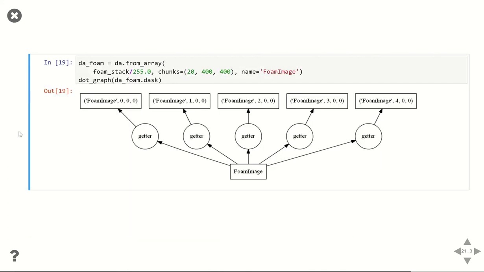But now what we're interested in is actually doing the analysis. And what we do is we take our foam stack and we break it up into chunks. So we basically say we want to have chunks that are 20 by 400 by 400. And now we can show the graph for this and see that our image is broken up into five separate pieces. Each one of these chunks can be processed independently. So rather than having one giant image to process, we have a number of chunks we can do tasks with.